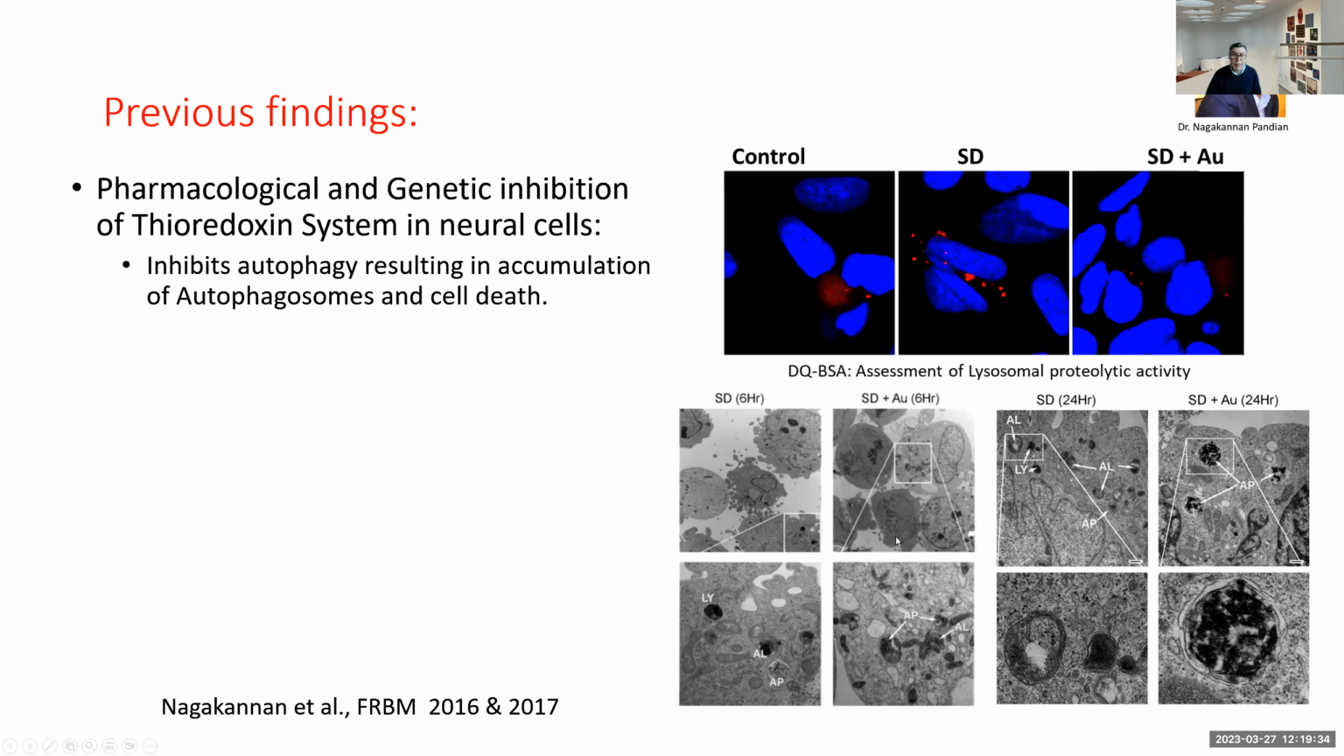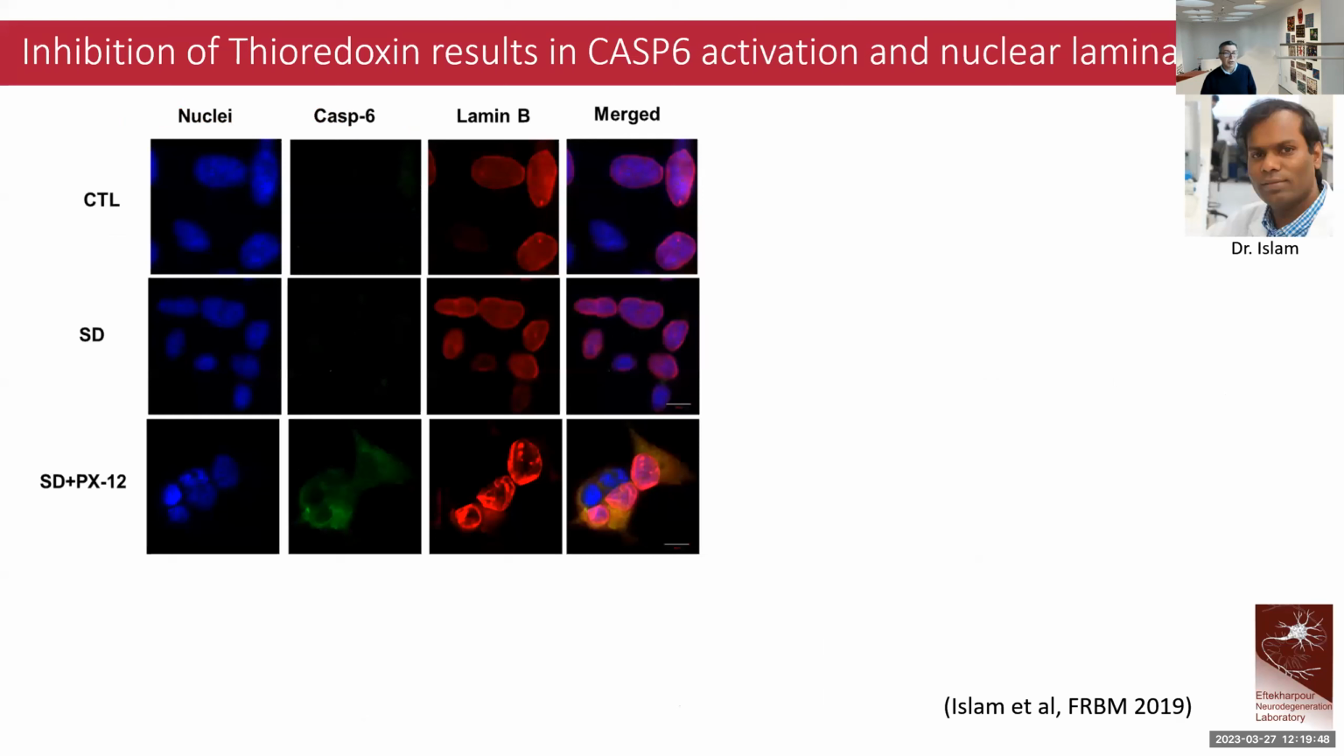And we know that autophagy is also decreasing in Alzheimer's disease. So this is one-for-one: thioredoxin is depleted in Alzheimer's disease, and it's perhaps related to decreased autophagy. So we have shown those.